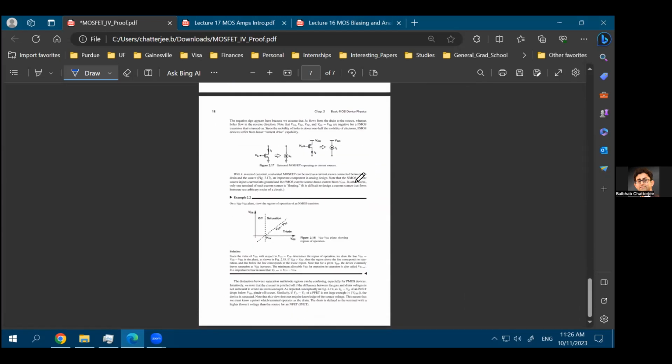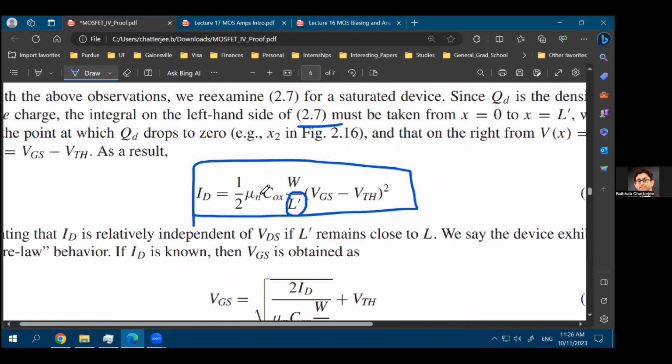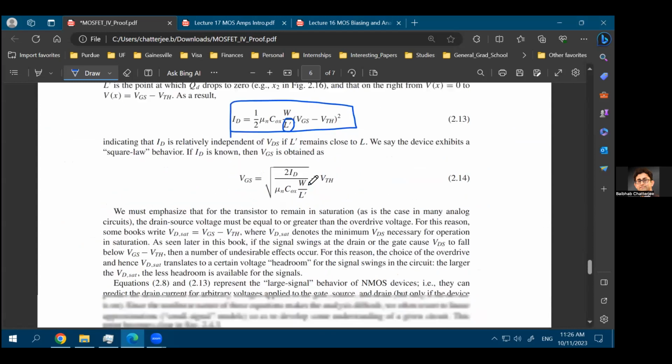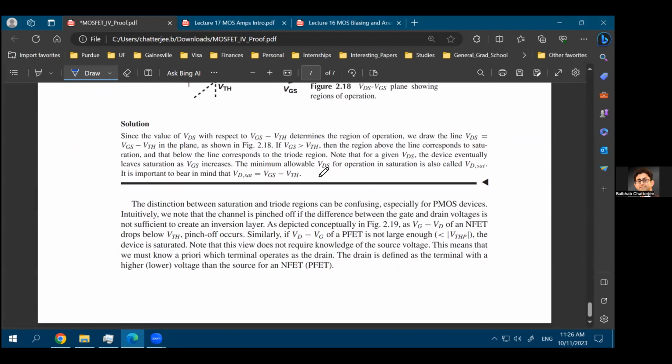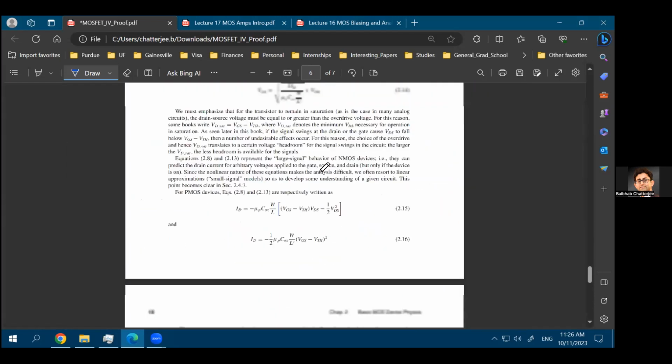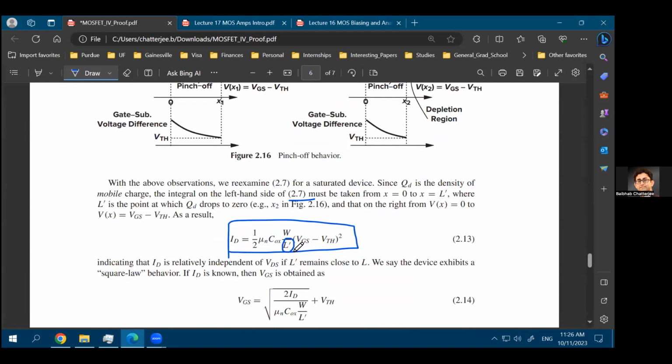So even though in this equation it did not look like ID is a function of VDS, it is a small function of VDS, because ID is a function of L prime and L prime is a function of VDS. Now, the way that dependence on L prime or VDS is usually represented is that you write down this equation, and then you have an additional part called 1 plus lambda times VDS.